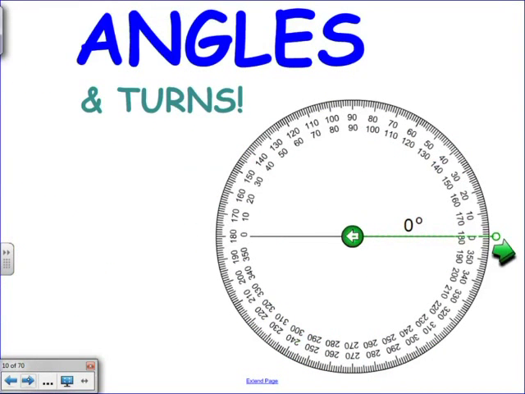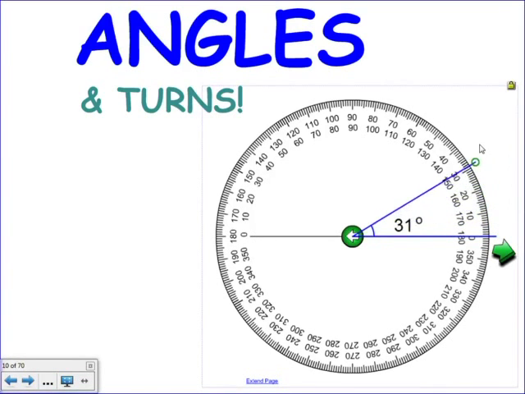Right. Let's see what we already know about angles. So here I have my wonderful 360 degree protractor. Now, I should be able to touch that green dot, but it's not been working all week, so I'll use it this way. So I've now created two lines that have joined, and they create an angle. And I'm going around here. What sort of angle do I call it as I go around there? Acute. It's an acute angle. And where does an acute angle stop? At 90. So an acute angle is less than 90 degrees.